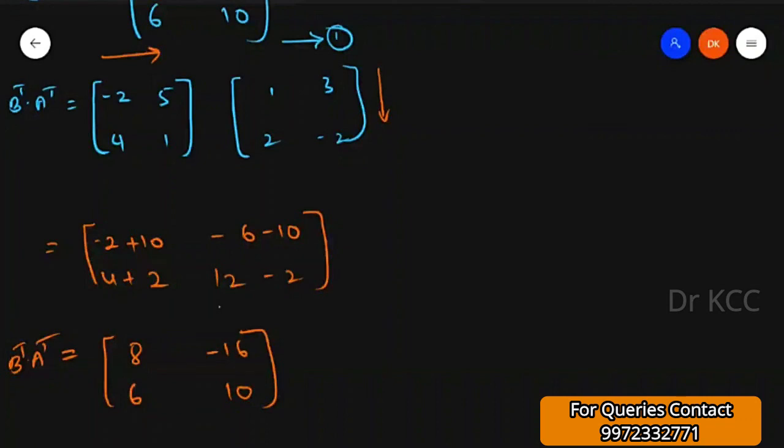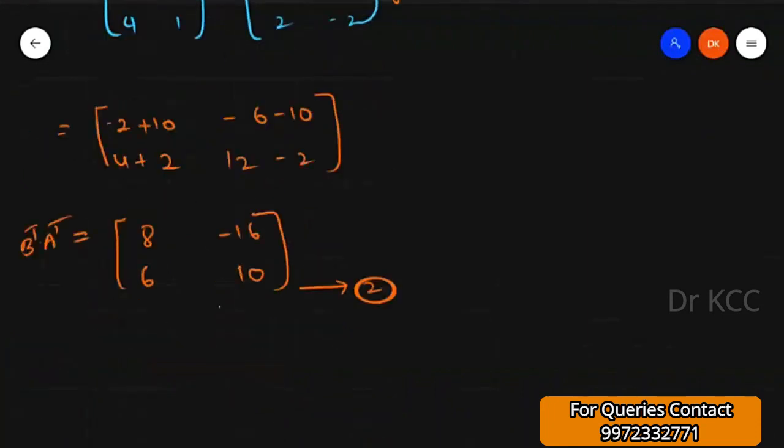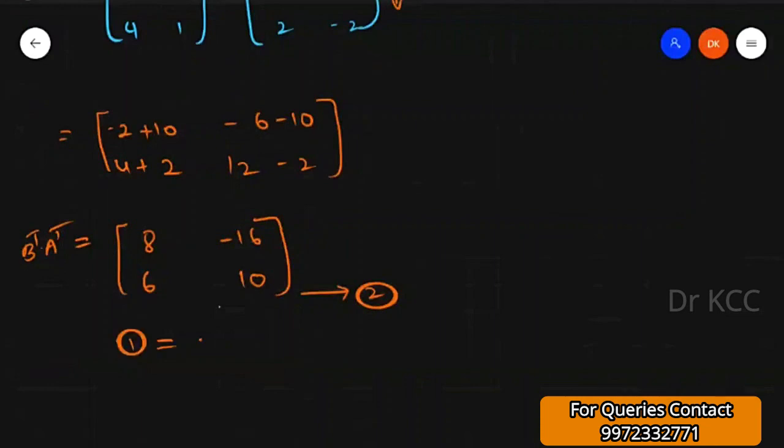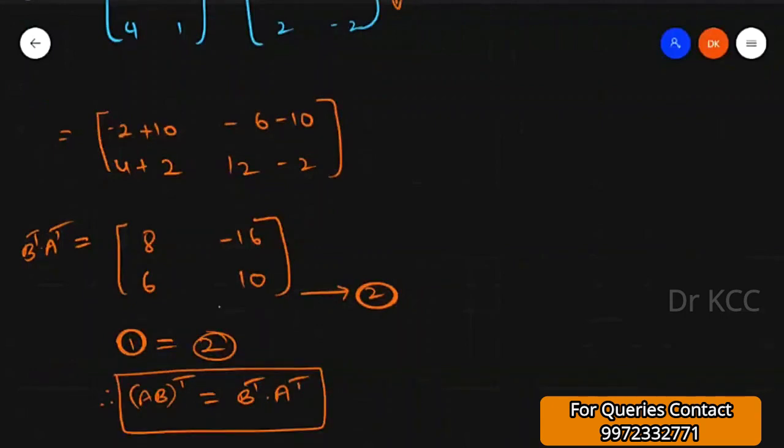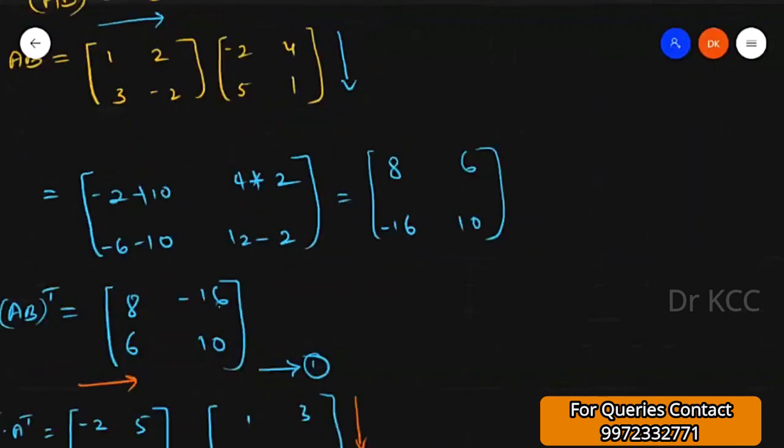So let us call this 2. Now we can observe here that 1 is equal to 2, right? 1 is equal to 2. Therefore we can conclude that AB the whole transpose is equal to B transpose into A transpose. Simple, right? You should know the multiplication, then you should multiply and keep your answer. So with this we'll complete one set of problems.